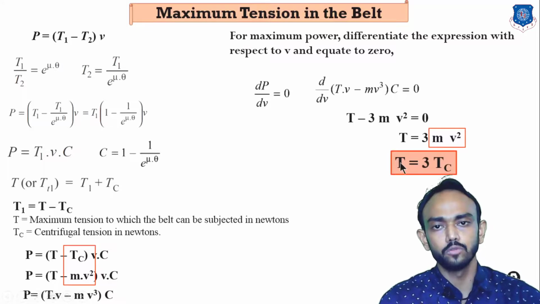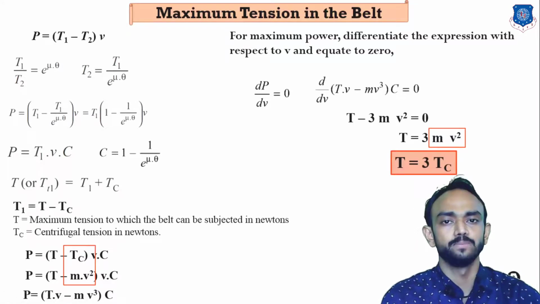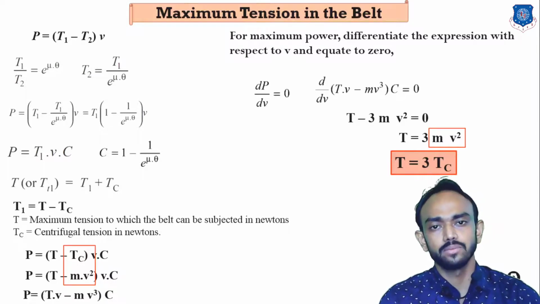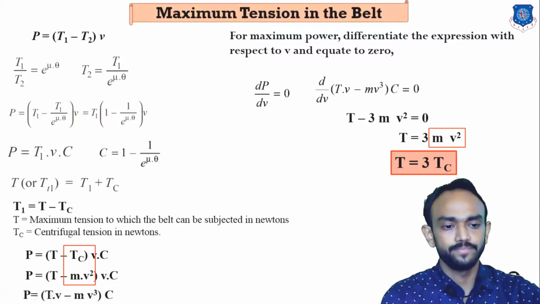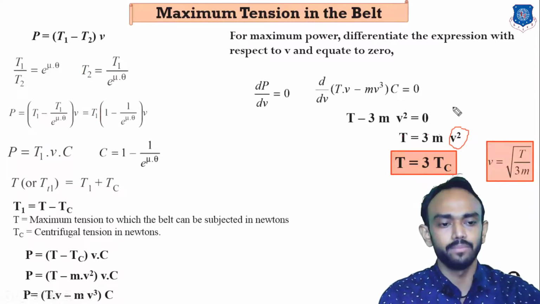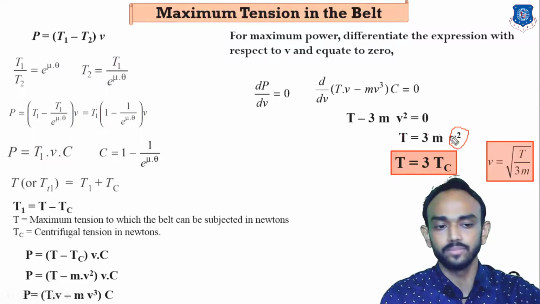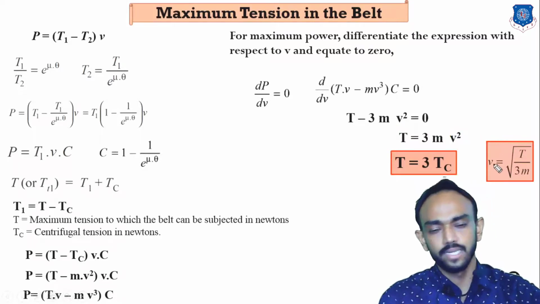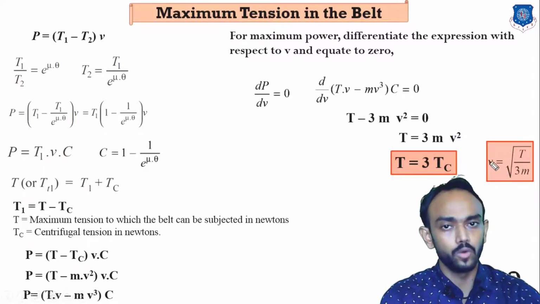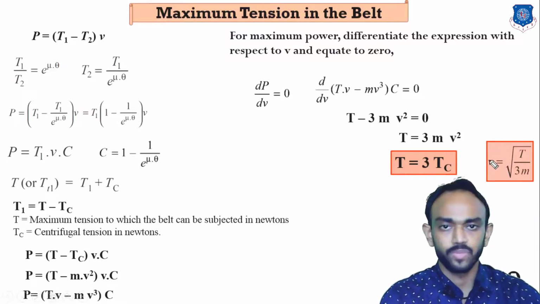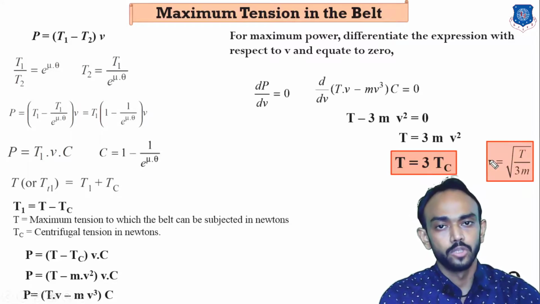T is equal to 3Tc, which means the maximum tension you can put in a belt is equal to 3 times the centrifugal tension. If you want to find the maximum velocity in a belt drive, you make velocity the subject, and it comes out as the square root of T upon 3m. So the velocity is equal to the square root of total tension divided by 3m. M is the mass per unit length.